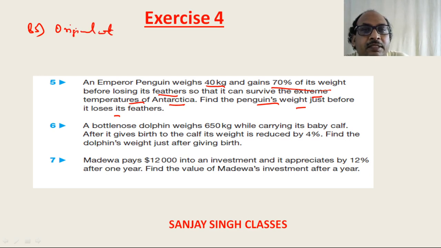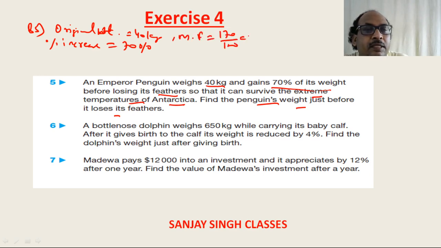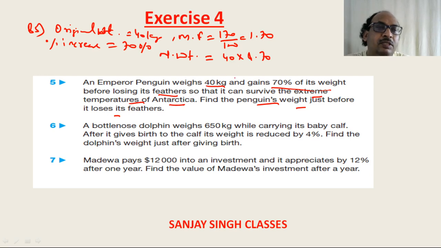Original weight is 40 kg. Percentage increase is 70%. Then the multiplying factor is 170 by 100, that is 1.70. So new weight is equal to 40 into 1.70.